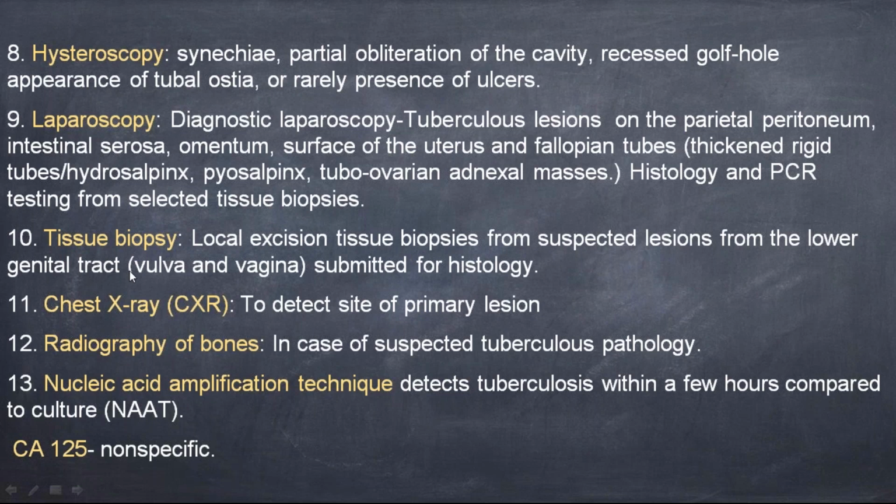And tissue biopsy, when there are lesions on the vulva and vagina, there will be local excision submitted for histology. Chest X-ray for primary lesion. If there is any pulmonary tuberculosis, you have to do chest X-ray. And radiography of bones to rule out tuberculosis pathology. And NAT and CA-125 are not specific.